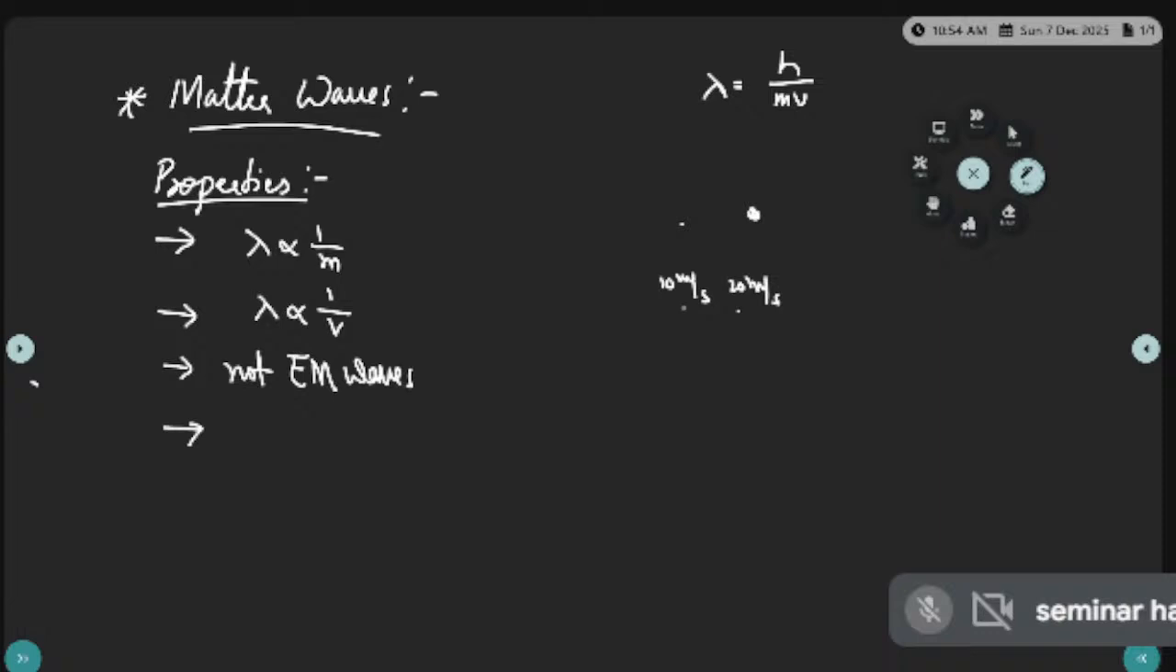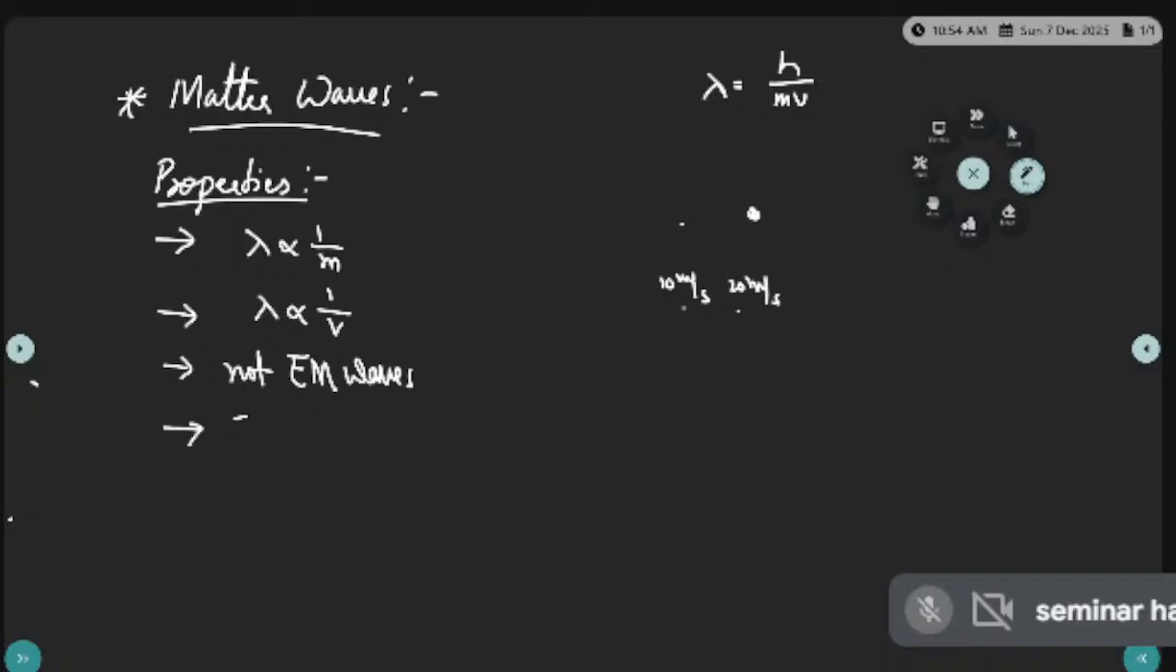These are generated by the motion of the particles. That means these waves are seen only when there is particle motion. For example, a particle is at rest.